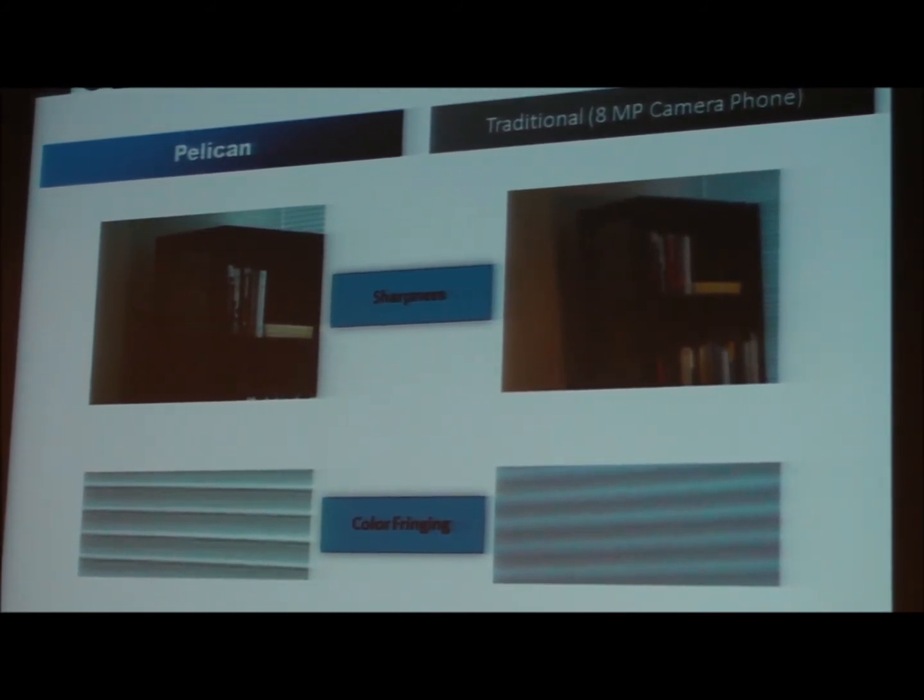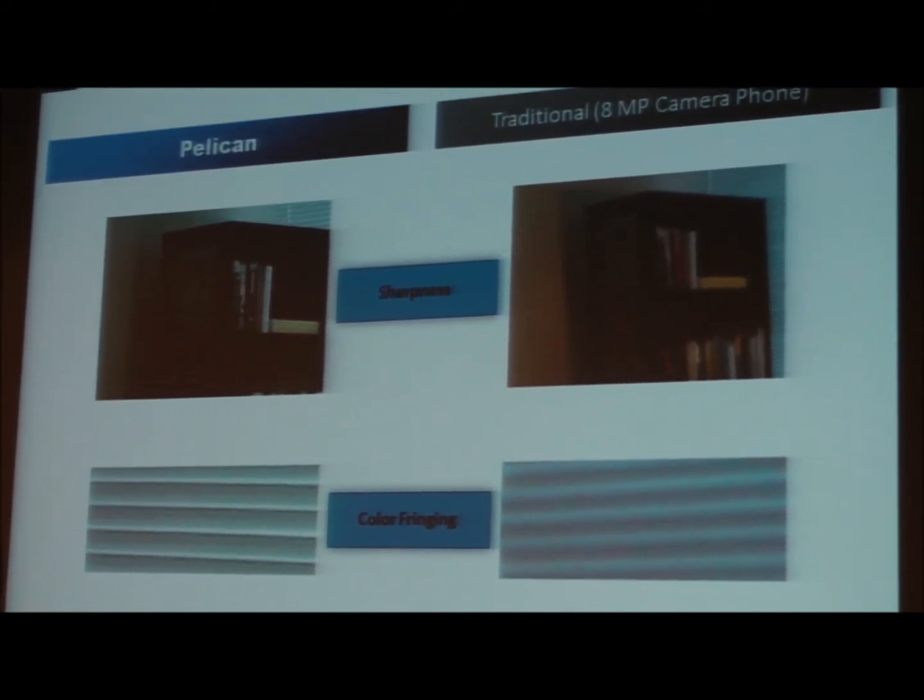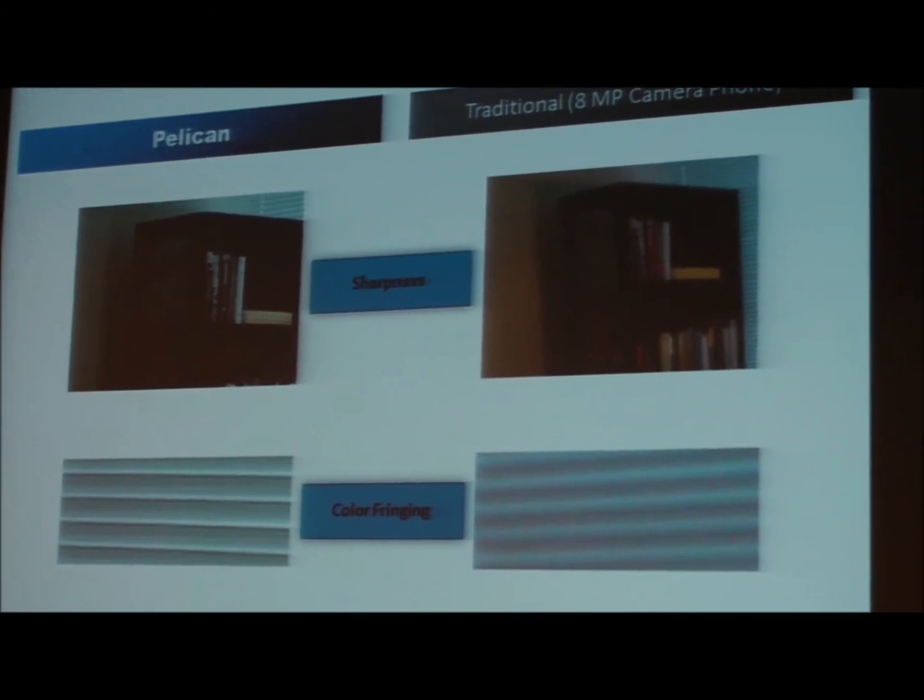A significant difference. One of the reasons we get much better color and no color fringing is that each of those cameras is actually a single color. So it's not a traditional Bayer camera. And what that lets us do is separate the color quite significantly and not have color leakage from pixel to pixel.